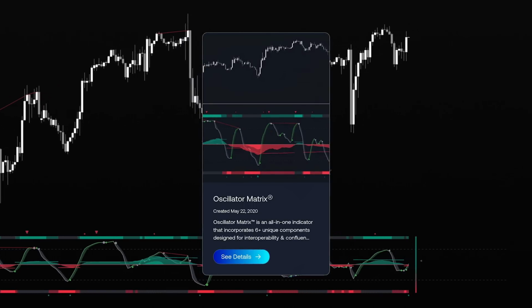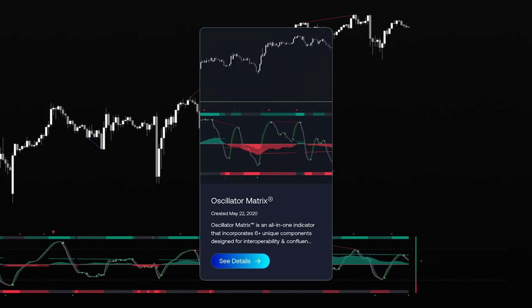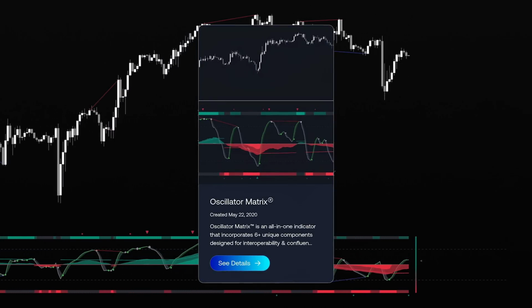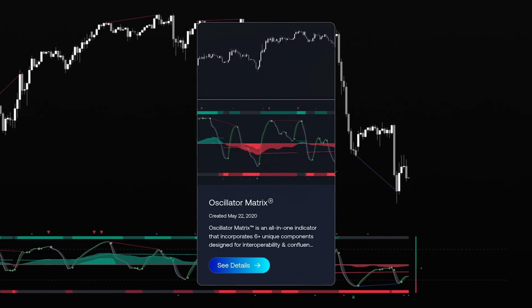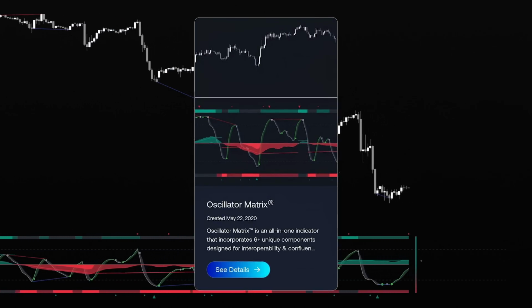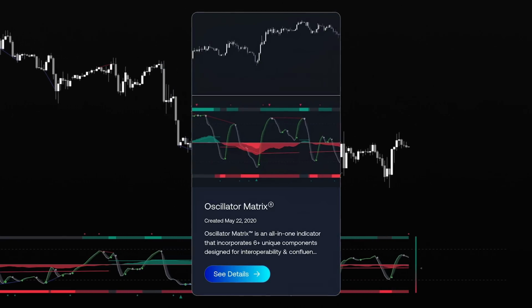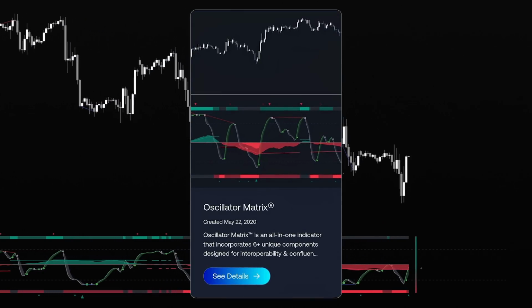And there you have it, every component of the Oscillator Matrix working together in one seamless, intuitive, and powerful toolkit to help you dominate your market analysis like never before. And now that we've introduced all these features, let's go ahead and show you some examples of how you can combine all these features in your analysis to truly get the most out of this toolkit.